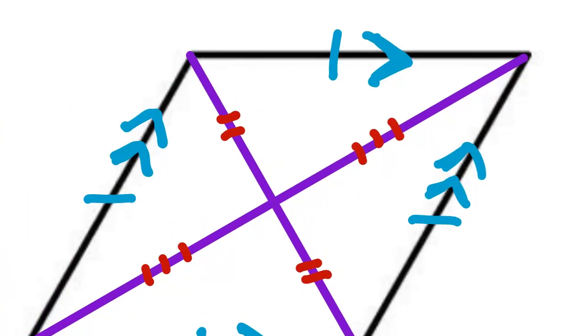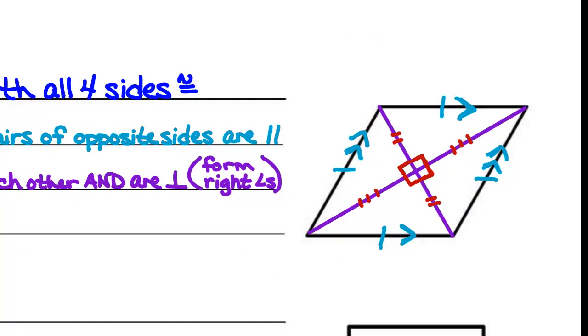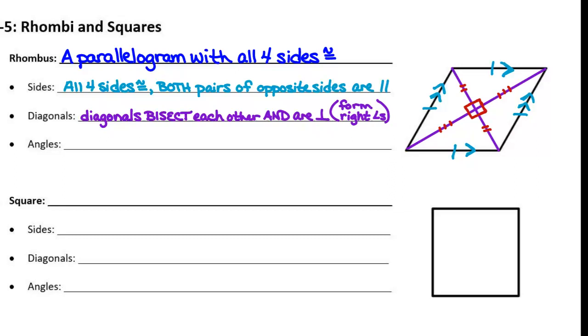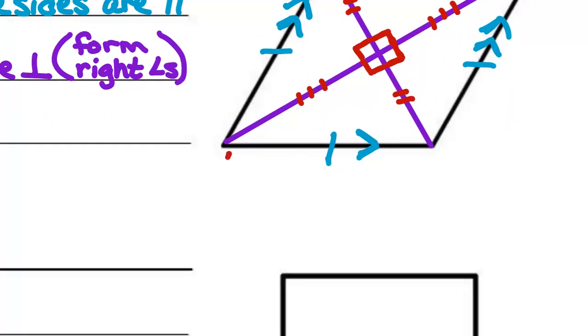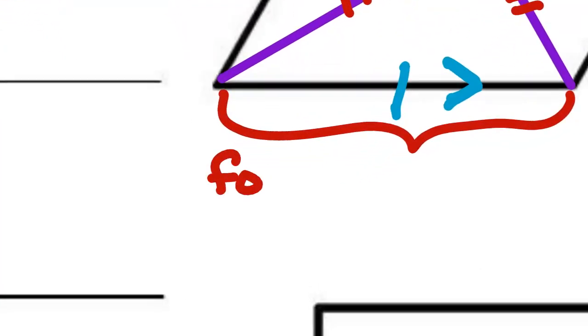And because it's a rhombus, every single angle in here at the center where those diagonals meet is a right angle. So all four of those angles in there are right angles. So when we had rectangles, the diagonals were congruent. That meant these formed isosceles triangles. Because my diagonals are perpendicular to each other, it forms right triangles.